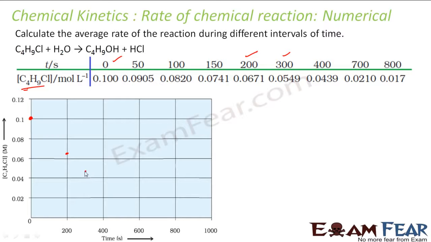At 400 it is 0.04. At 700 it is 0.02. And then at 800 it is 0.017. So if you see, this is the kind of graph you get.